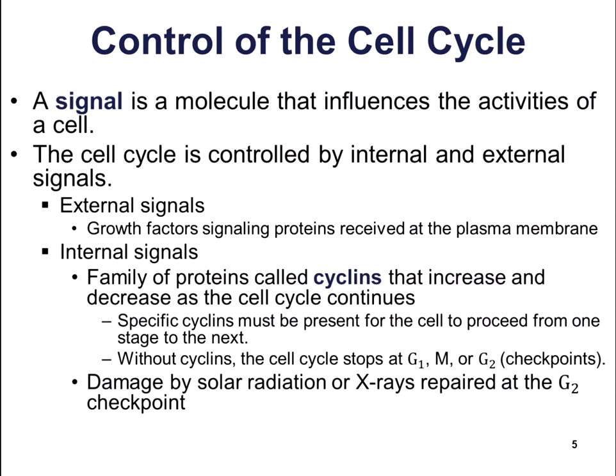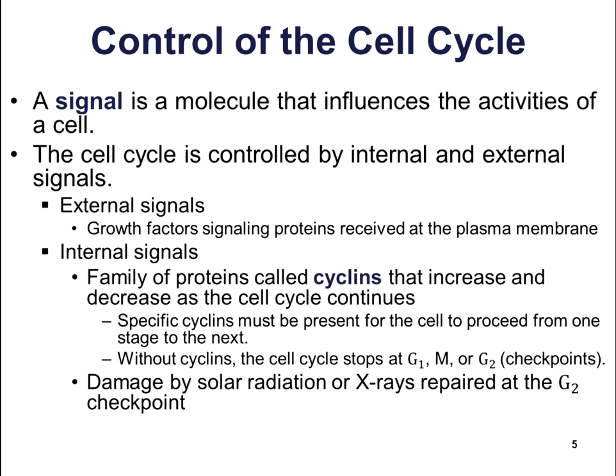So how is the cell cycle controlled? Well, a signal is a molecule that influences the activities of a cell, and the cell cycle is controlled by both internal and external signals. An example of an external signal are growth factors that signal proteins that are received at the plasma membrane. Internal signals might be the family of proteins called cyclins, and they increase and decrease as the cell cycle continues.